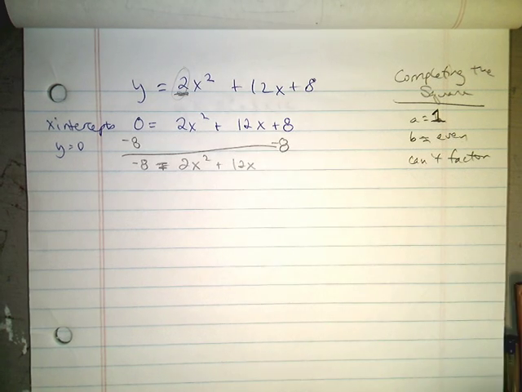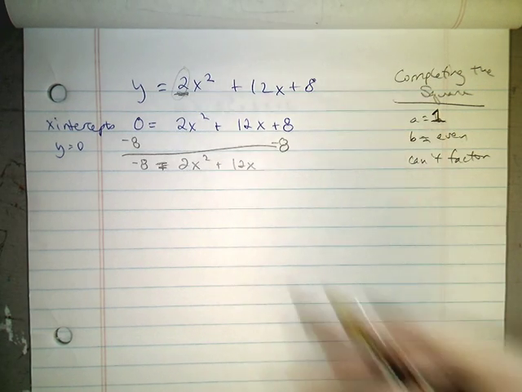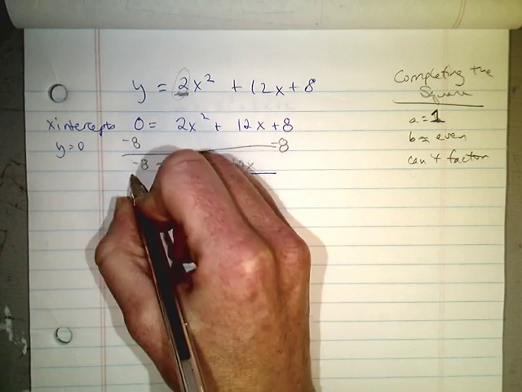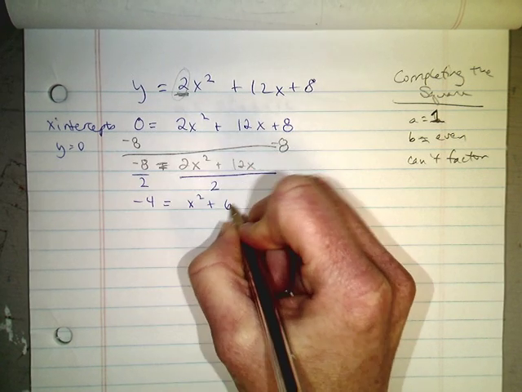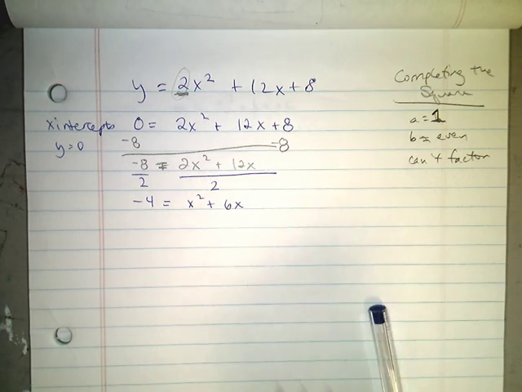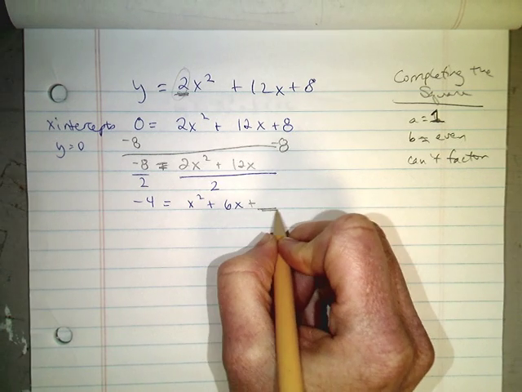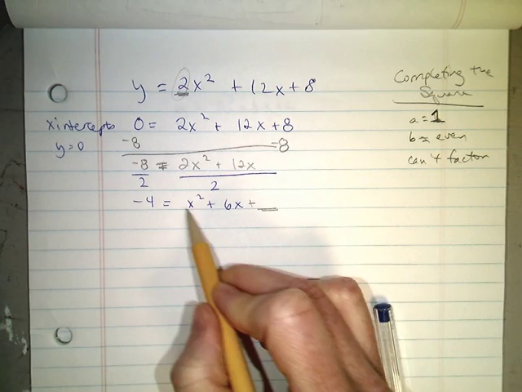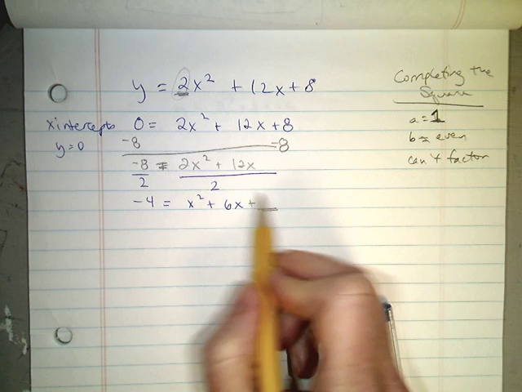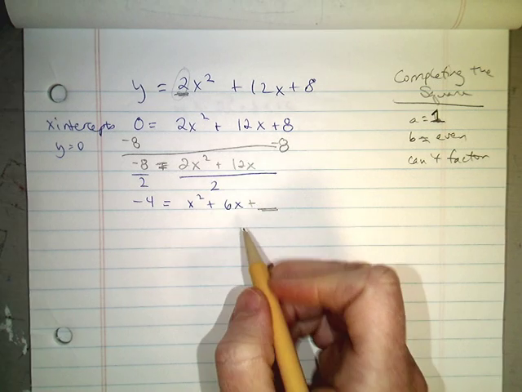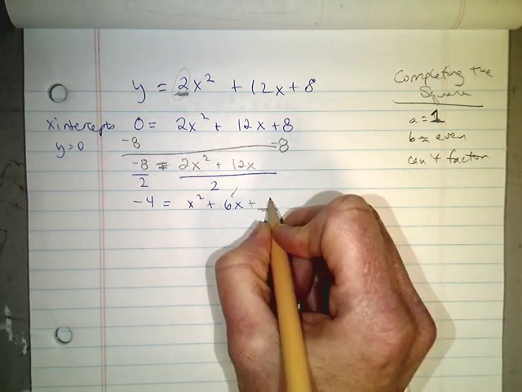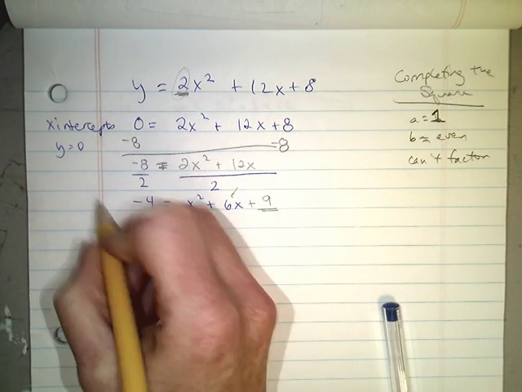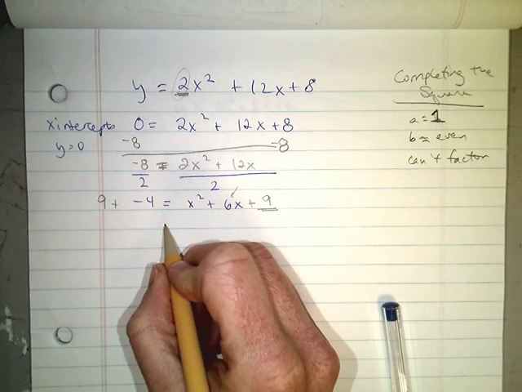Next thing I have to do is divide by 2 to get rid of that coefficient, so I just have an a of 1. Divide this by 2, this by 2. I get negative 4 equals x squared plus 6x. Now when I look at this, I ask myself, what could I add here to turn this expression, right now it's a binomial, into a perfect square trinomial? So I think about how I would take half of 6, and that's 3, and I would square it to get 9. If I add 9 to this side, I add 9 to this side.